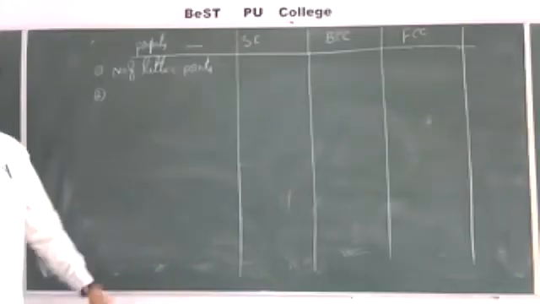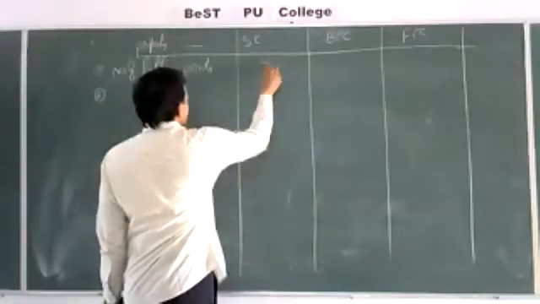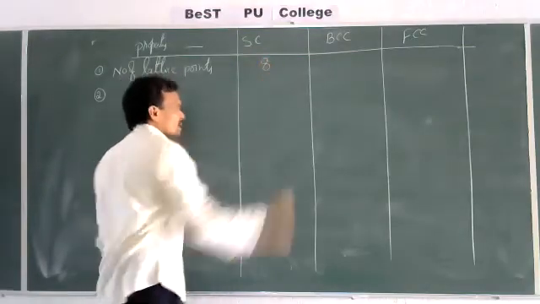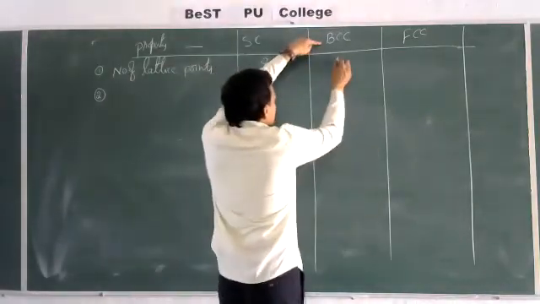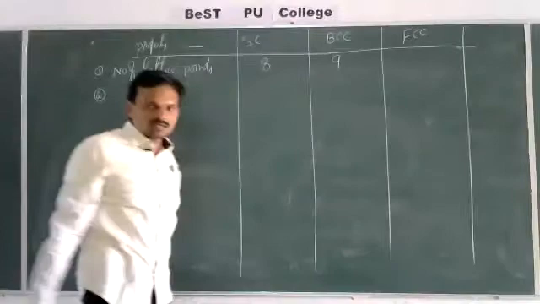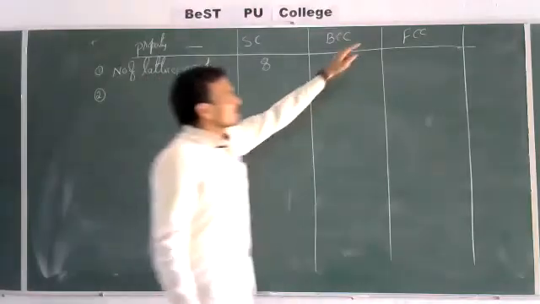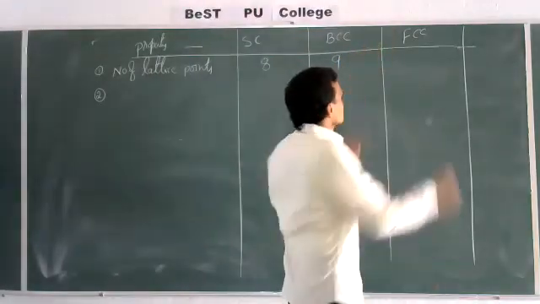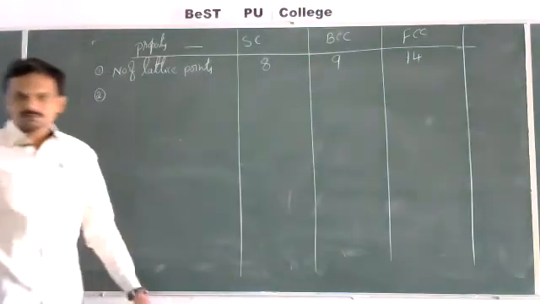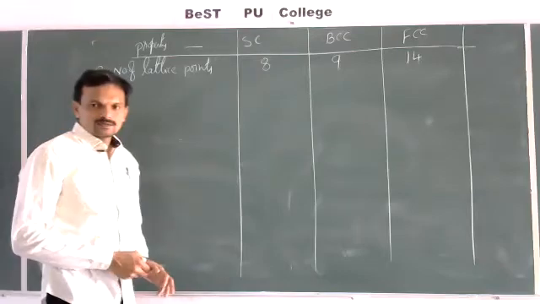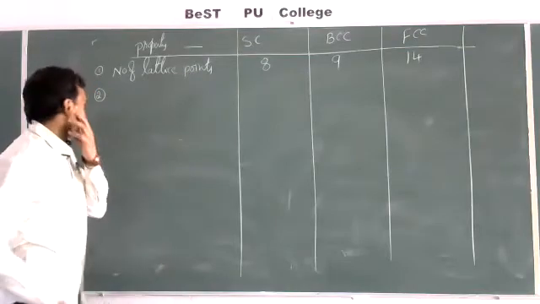Number of lattice points. So what is the number of lattice points in simple cubic? Number of lattice points in simple cubic is 8, that is 8 corners. Number of lattice points in BCC is 9, that is 8 corners and 1 body center. Number of lattice points in FCC lattice is equal to 14, that is 8 corners and 6 face centers. This is regarding number of lattice points in each type of unit cell.